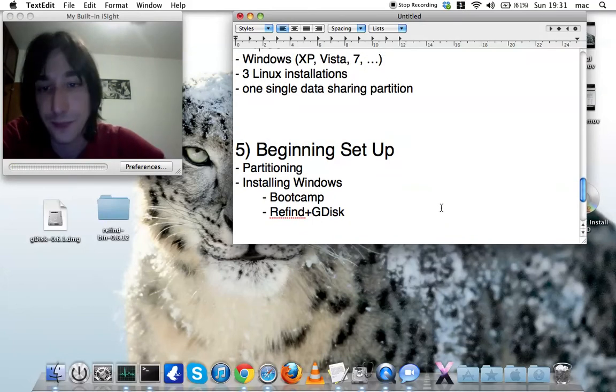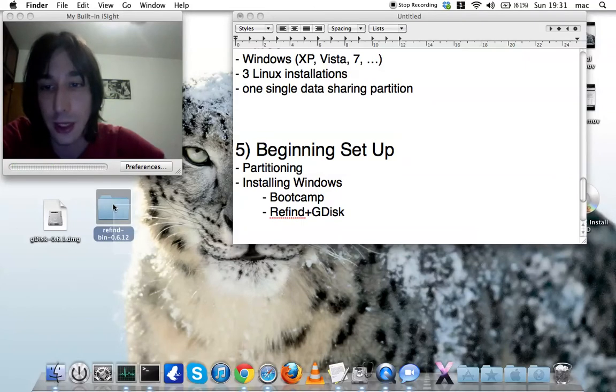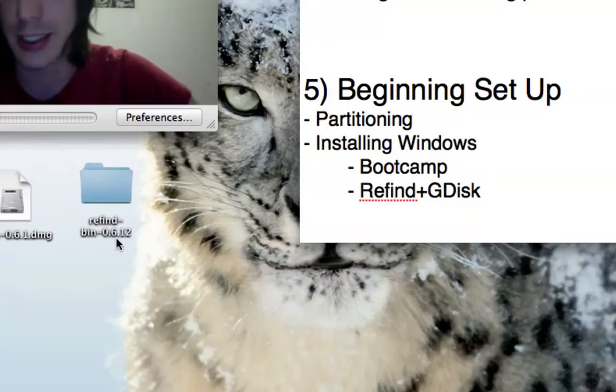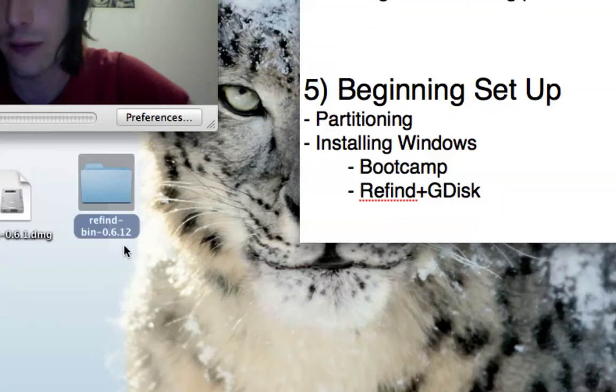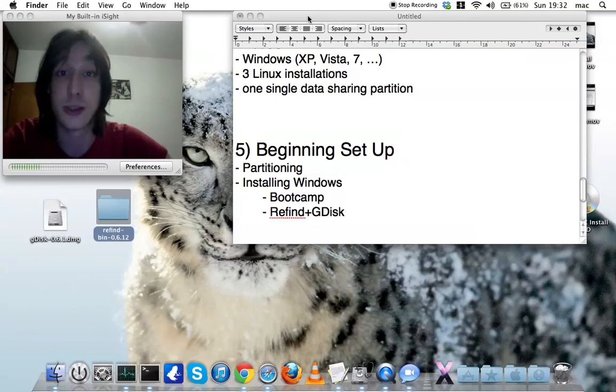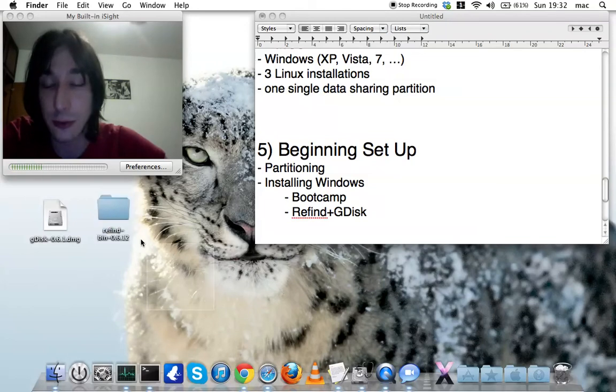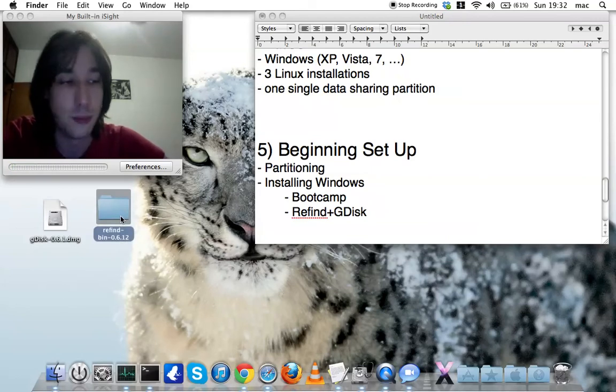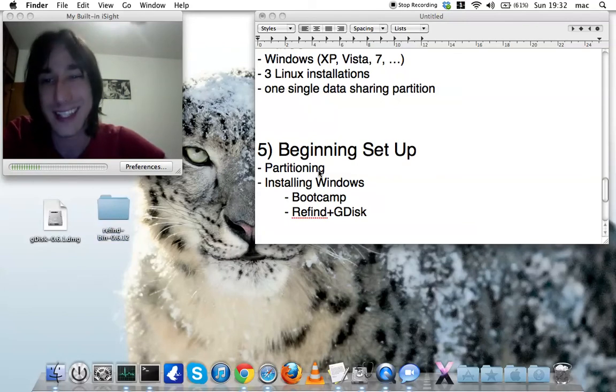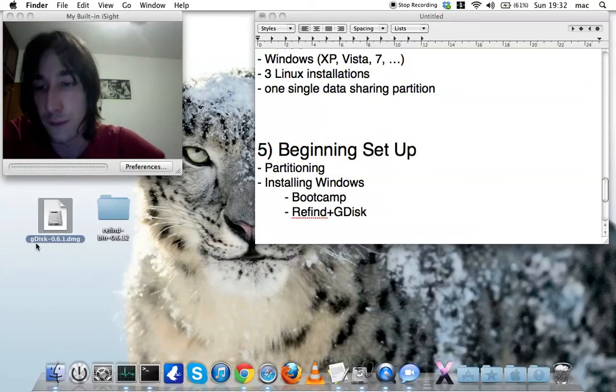So let's see here. We have the rEFInd binaries here, which is version 0.6.12. I don't know if you can see that, because in my experience I found out that 0.7, which is already out, is not working very well with the BIOS boot mode, okay? I said something about BIOS there, I don't know if I made it very clear. And if you are wanting to have gdisk, you get the latest version of it.